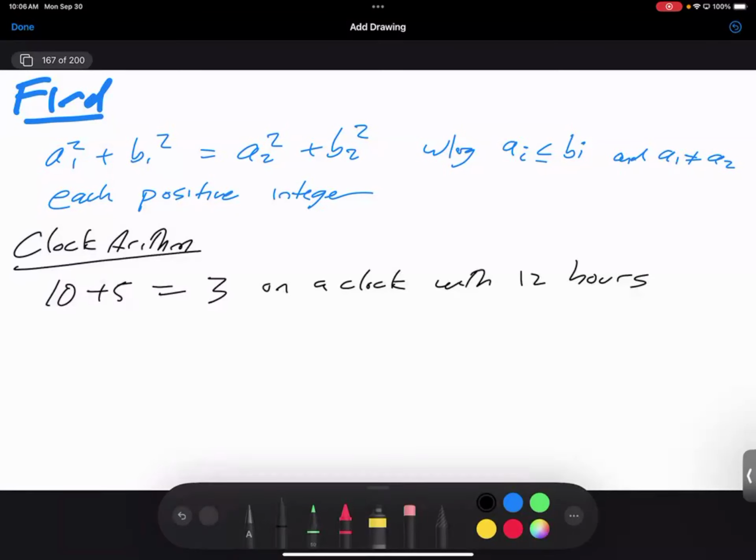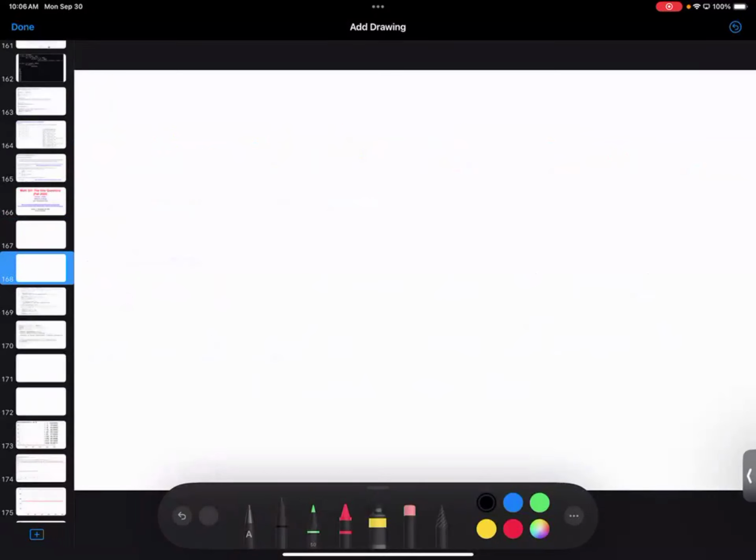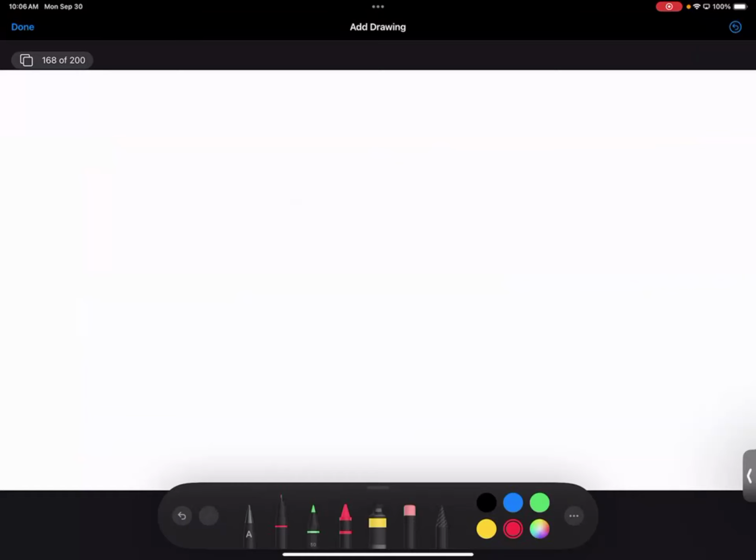And really what we're doing is, A plus B is congruent to C mod M means there exists an integer k such that A plus B equals C plus k times M. That's what it means to be equivalent on a clock, is you differ by some integer multiple of the number of hours. Okay, so now let's look at sums of squares.